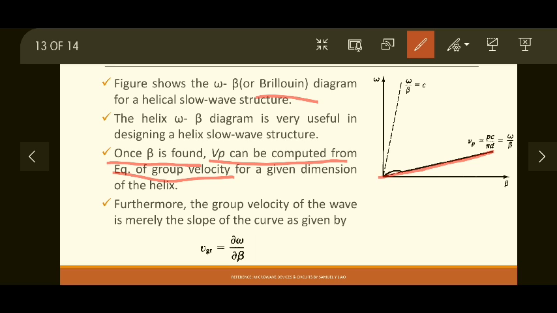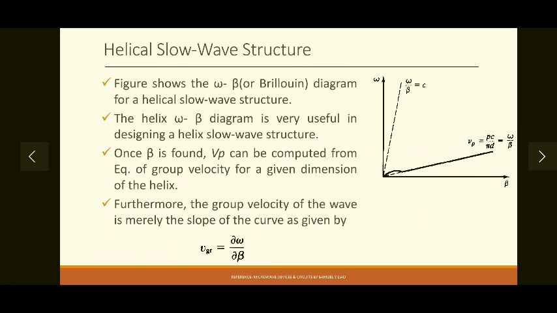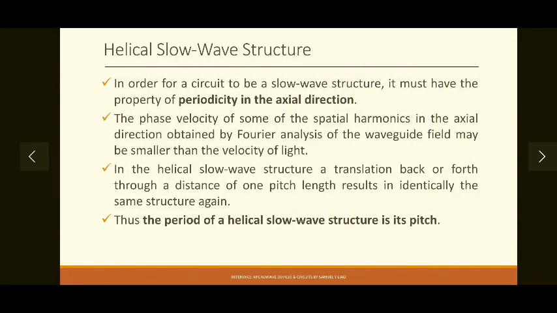The group velocity of a wave is merely the slope of the curve, given by d omega by d beta, or dou omega by dou beta. So that is group velocity. Once beta, the phase constant, is known, you can find the group velocity, from which you can find the values of pitch and pitch angle. That is very important for amplifier design.